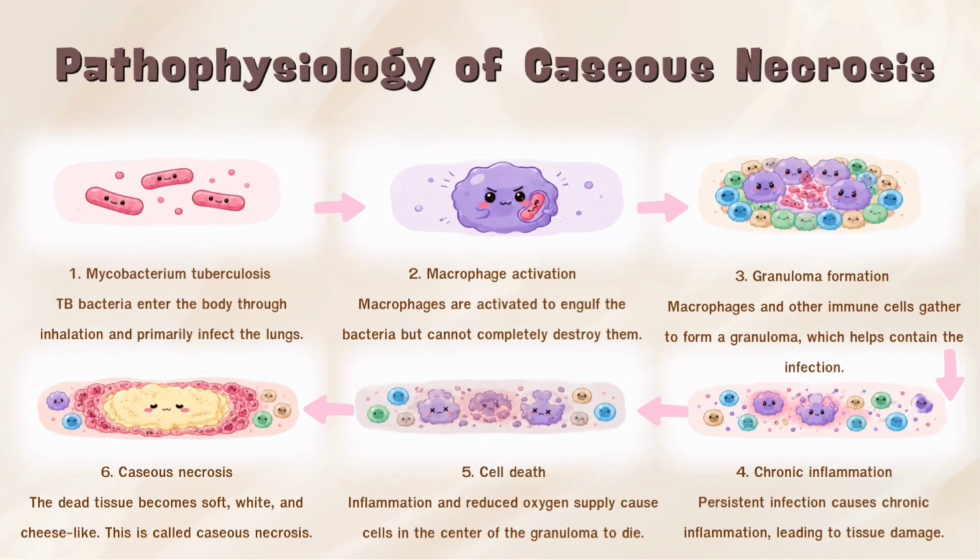This slide explains the pathophysiology of caseous necrosis. It begins with tuberculosis infection caused by Mycobacterium tuberculosis. The immune system responds by activating macrophages to destroy the bacteria. However, the bacteria cannot be completely eliminated. As a result, macrophages and other immune cells gather together to form a granuloma, which helps contain the infection. Persistent infection leads to chronic inflammation, causing tissue damage and eventually caseous necrosis.